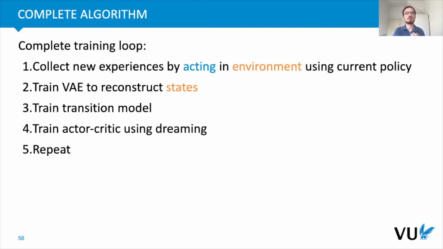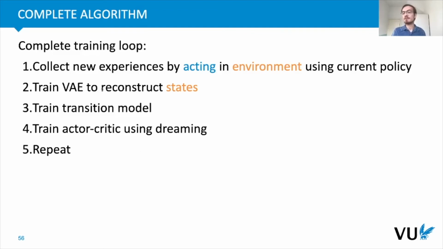So what does a complete training loop look like? First, we start off with a policy. And from this policy, we just start acting in the real environment. That way, we can get some experience for our world model to be trained on. Then we train our VAE so that it can reconstruct states properly and we can get good state representations. We train our transition model, so the reward and the transition dynamics. Then finally we train our ACTOR-CRITIC algorithm by dreaming. So then we don't actually interact with the environment and just train it within our dream. And we go on and loop.